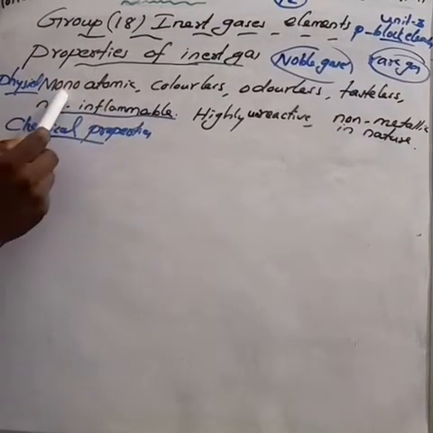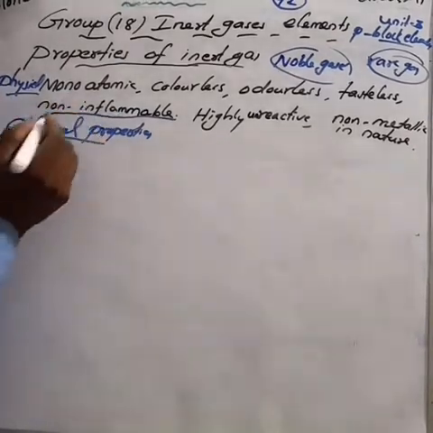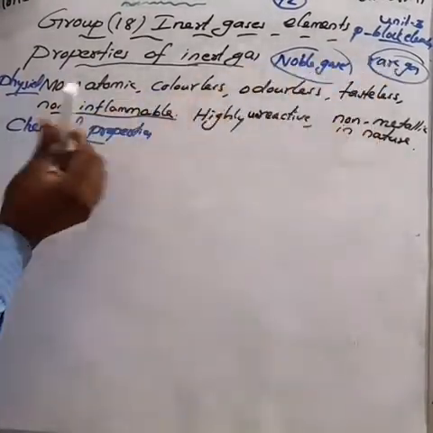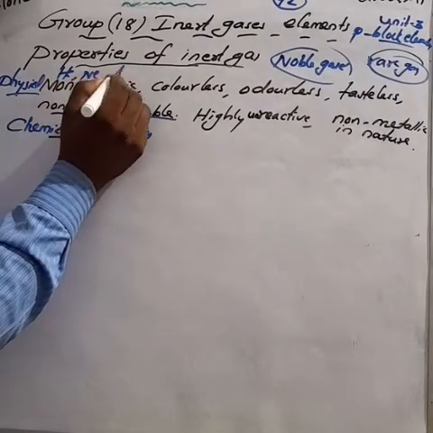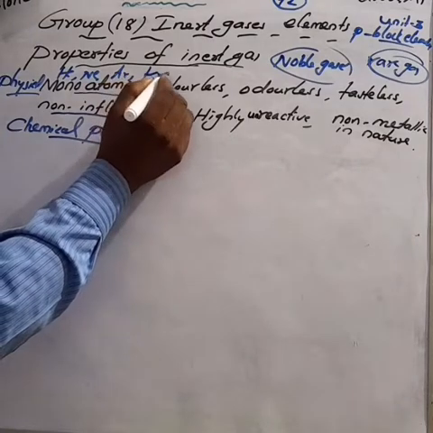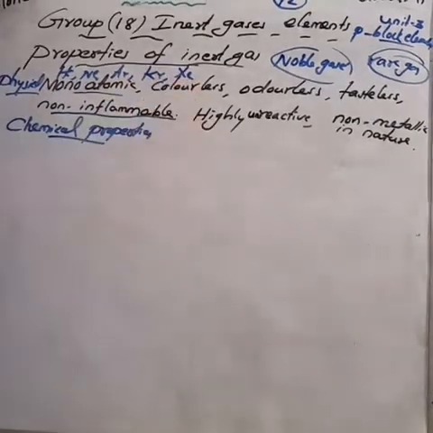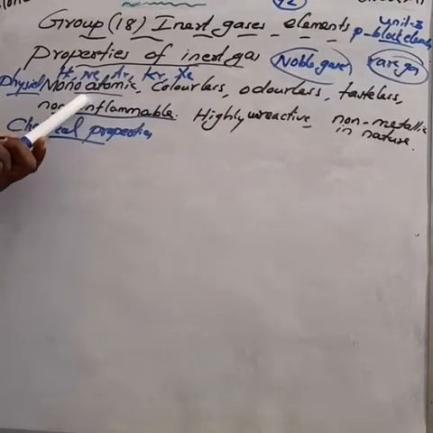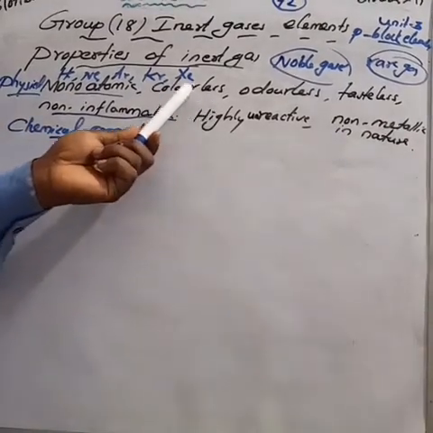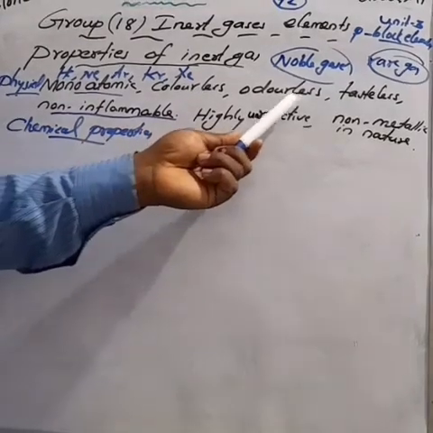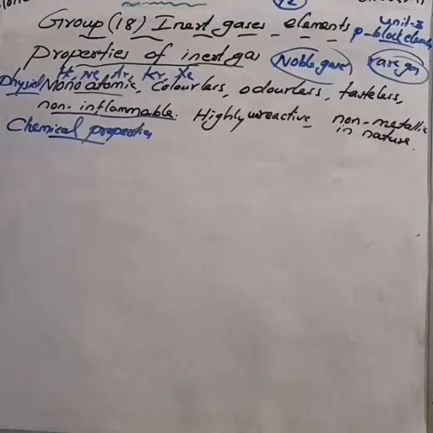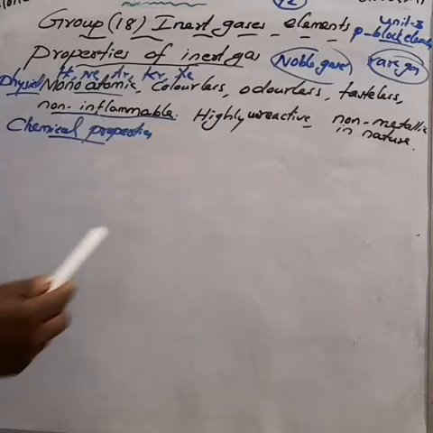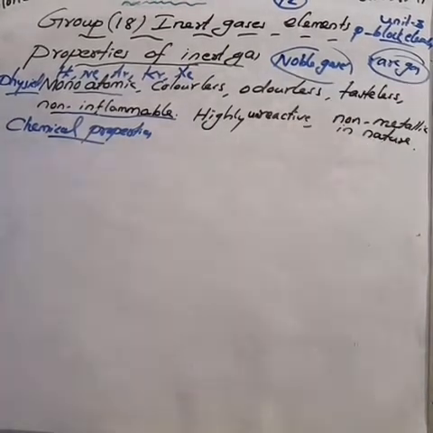Already we know that the noble gas, or inert gas, or rare gas, these are all monoatomic: helium, He, neon, Ne, argon, Ar, krypton, Kr, xenon, Xe. Am I right? These are all monoatomic. They are colorless, odorless, tasteless, and also non-inflammable gases. They are highly unreactive elements. They are also non-metallic in nature.